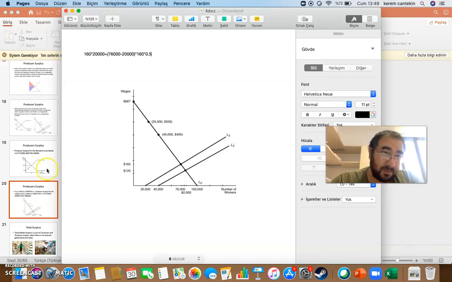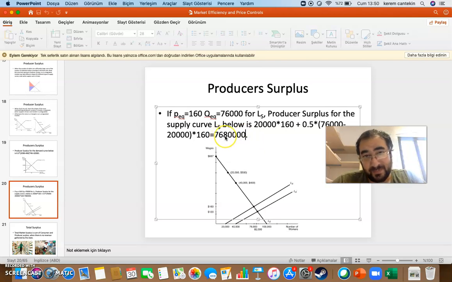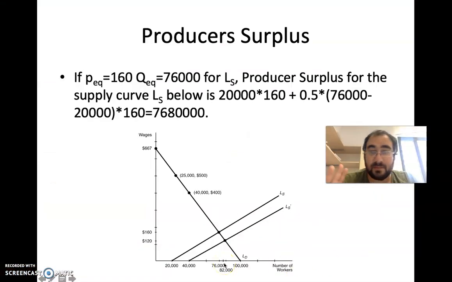So let me get you the number. The number is this amount: 7,680,000, basically. So this is another potential case in case of supply. I mean, some people are willing to supply a certain good or service for free.